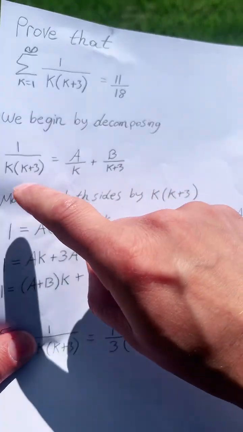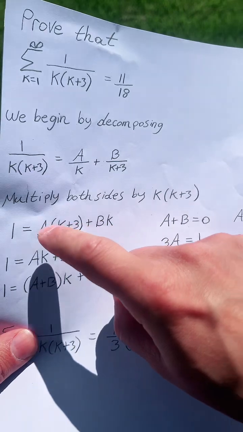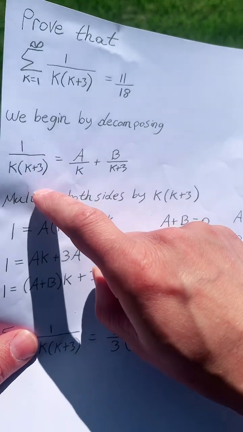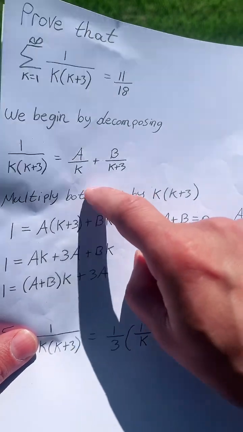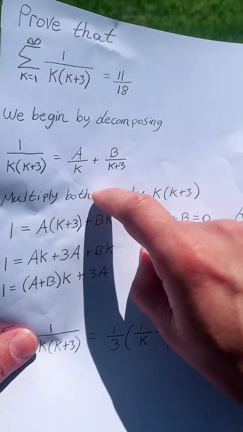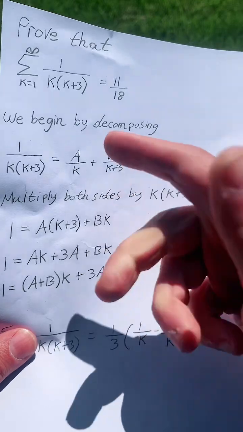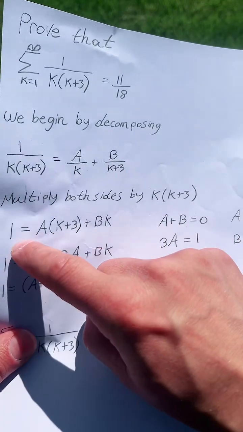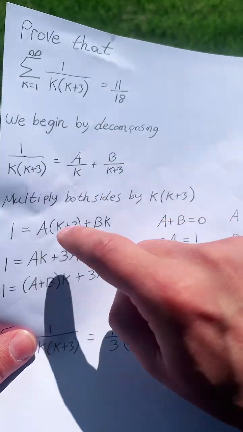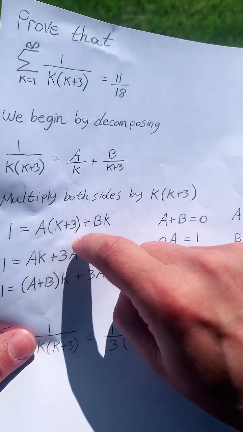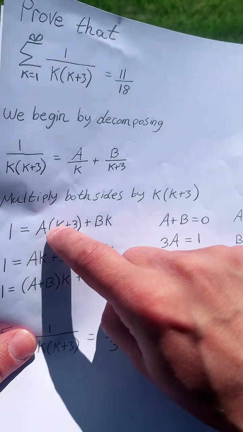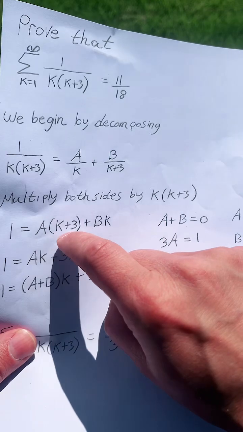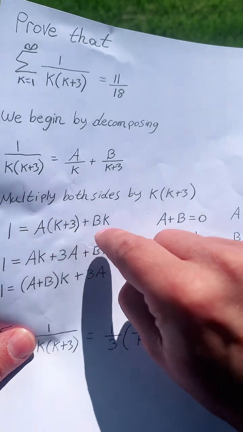But if 1 over k times k plus 3 is equal to this over k times k plus 3, then we have 1 over something equals something else over that same something. Therefore, since the denominators are equal, the numerators must be equal as well. So we can set 1 equal to a times the quantity k plus 3 plus bk. We can go ahead and distribute this a: a times k is ak, and a times 3 is 3a, and then we still have the bk.